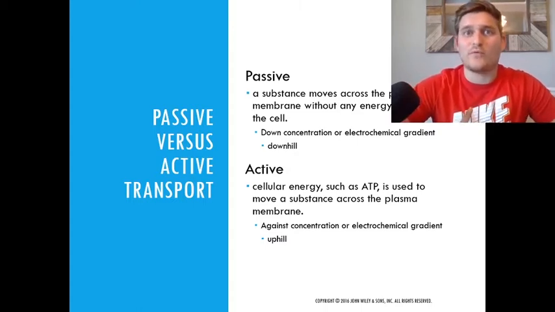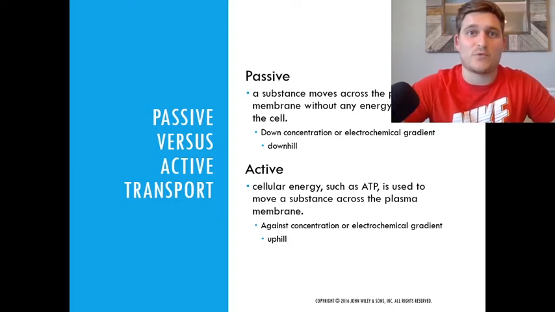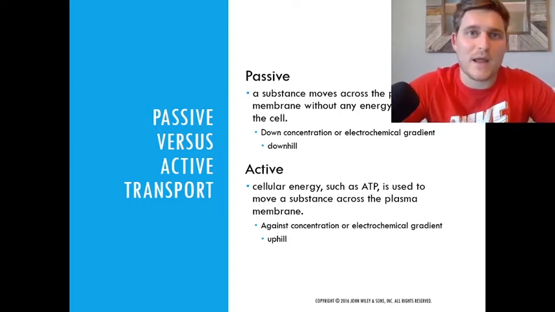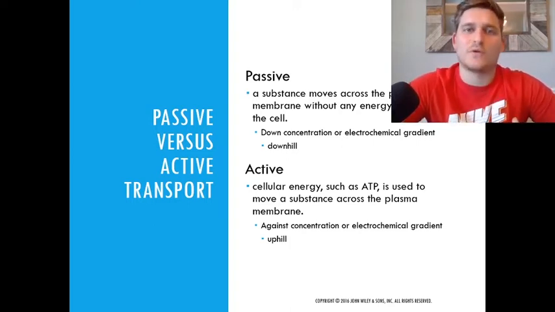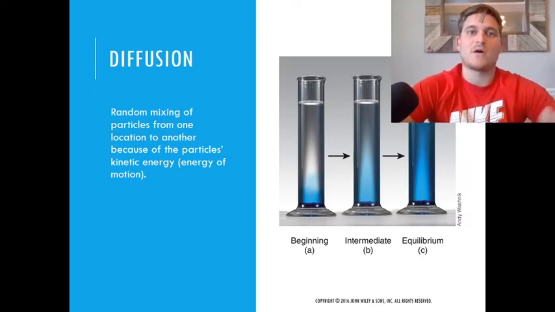However, if you're trying to move an ion uphill on its gradient, that is called active transport and requires energy being put in to do so. Typically, a protein will use ATP and use that energy to transport the ion uphill. What you are going to see when you randomly mix particles together is something called diffusion.